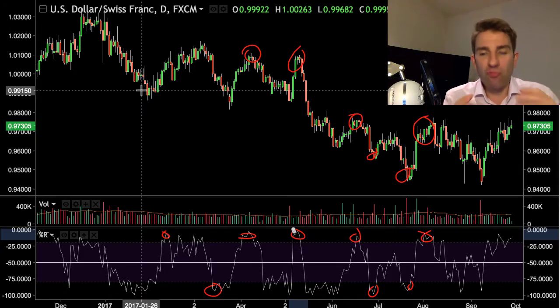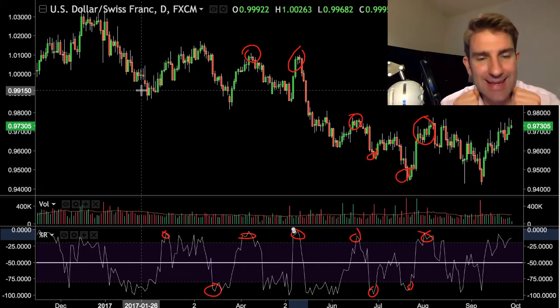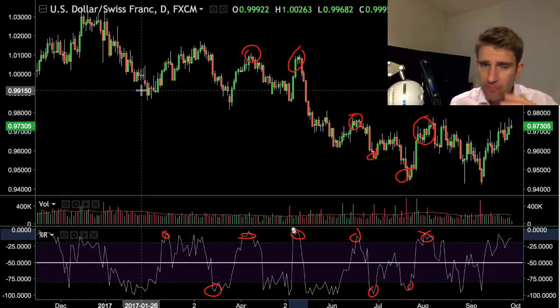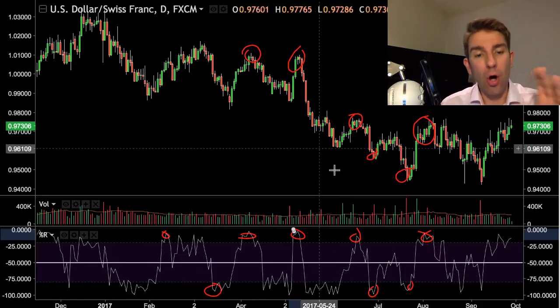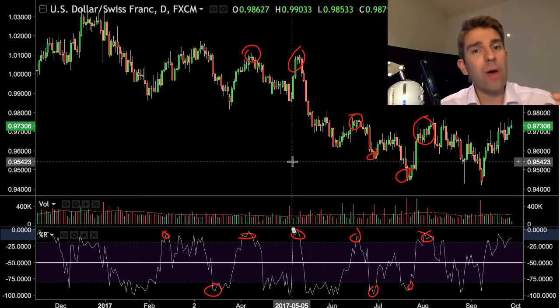However, we know in the real world it's not always like that. So what other ways can we use this kind of tool? Another way of using it is buying a first pullback on the oscillator when we're in an uptrend.